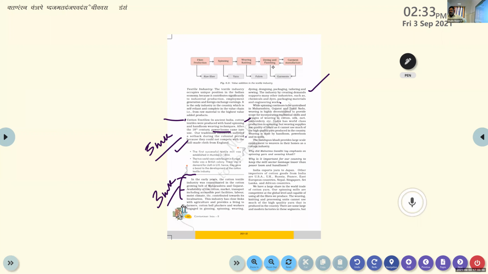So we know what is going on in India. Spinning is in a good condition, but weaving is not that good, because the good quality yarn we are exporting to other countries. So the availability of good cotton yarn in India is less, and the quality is not that good. Just keep that idea in your mind. Clear? Low quality of fabric, as it cannot use much of the high quality yarn produced in the country. Weaving is done by handloom, power looms, and in the mills.